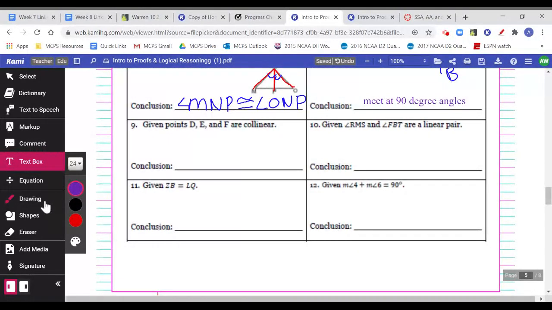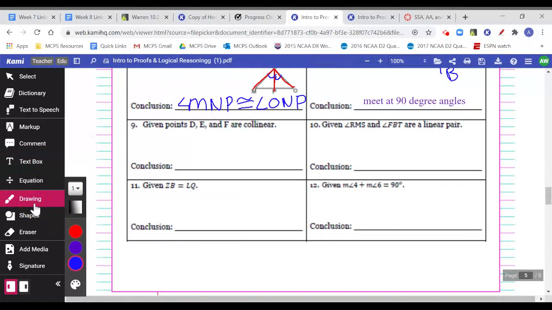Right, now let's look at number 9. Again, I think I'm going to draw a sketch of this to help me visualize. It says, given points D, E, and F are collinear. So what that means is these are 3 points, and they're all on the same line. So let's say I have D, E, and F. They're all on the same line.